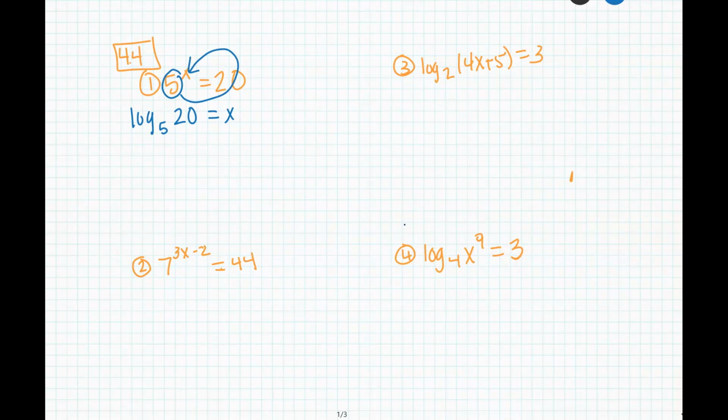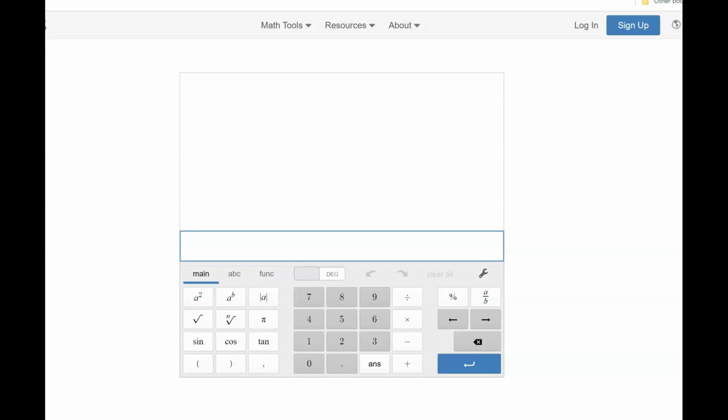But since I can jump to this, now that I have everything equal to x, in order to execute this and get the decimal number, I can then do my change of base formula, and I could say, let's do ln of 20 divided by ln of 5, and that would be equal to x. And then I could plug that in my calculator. So let me jump over to my calculator.